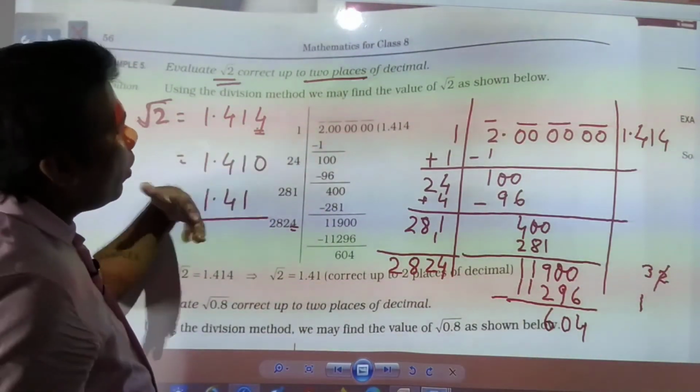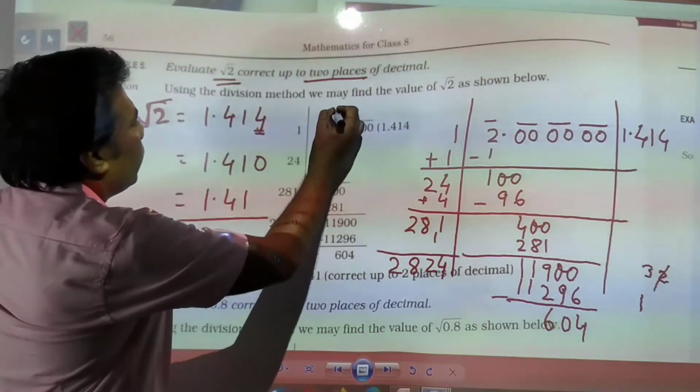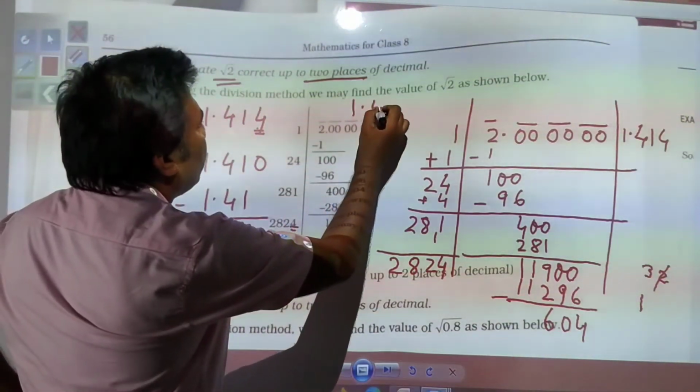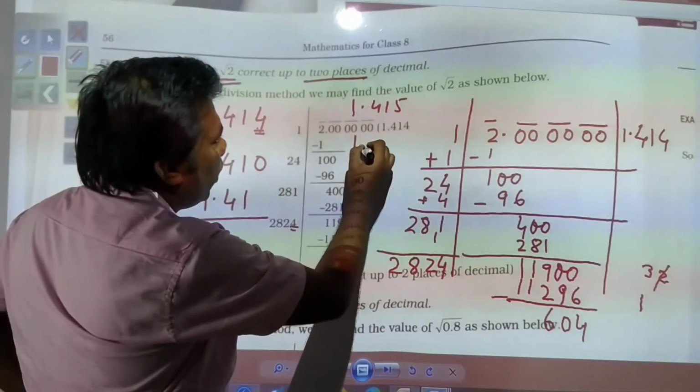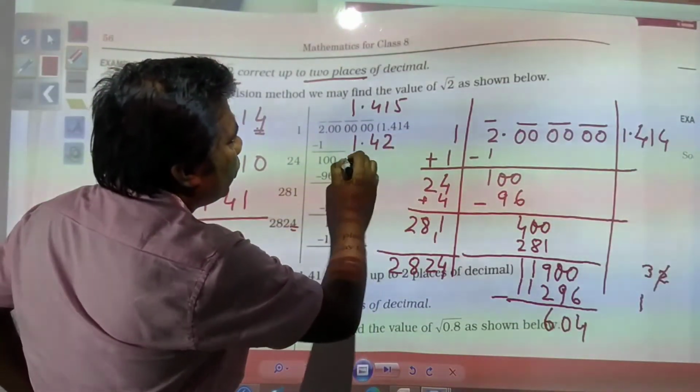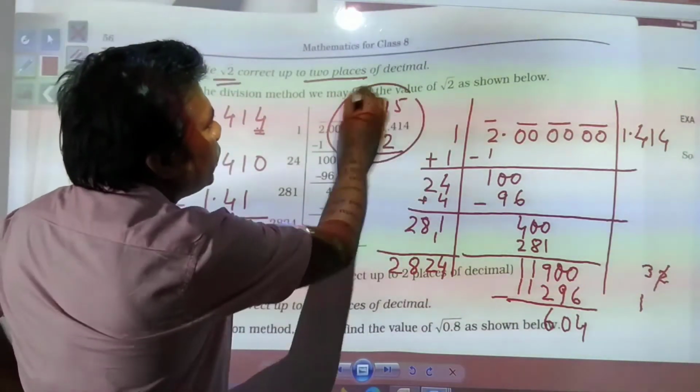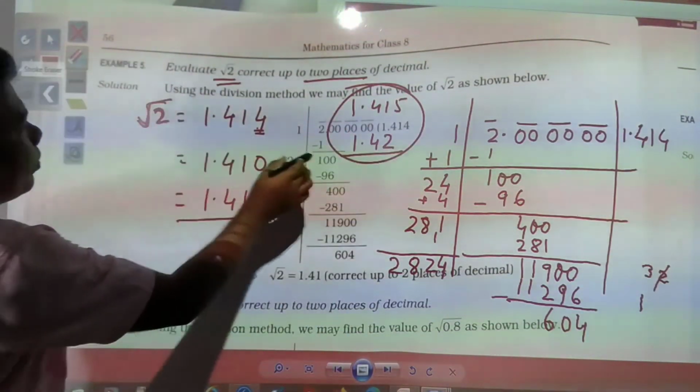In rounding off, you already know how it is to be done. Suppose your number would come 1.415 or more, then your number would be 1.42. This would be your answer. So in this way we need to do.